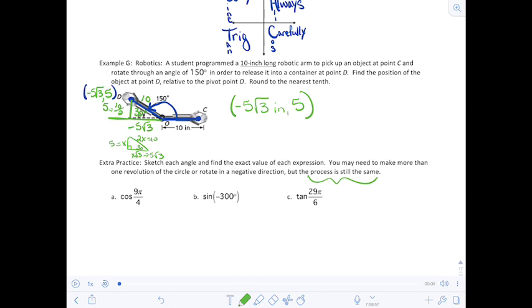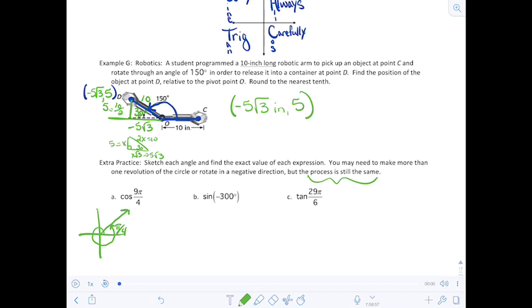So we have 9 pi over 4. If I want an integer, 1 pi or 2 pi, the closest to that would be 8 pi over 4, which is below it, or 12 pi over 4, which is above it. So 8 pi over 4 is the closest. 8 pi over 4 would be 2 pi all the way around. And then 1 more pi over 4 puts me right there. Now, I'm in the first quadrant, so my reference angle is pi over 4.